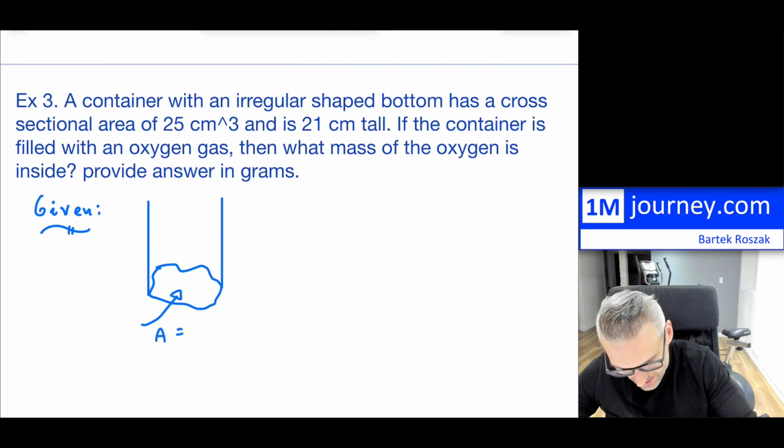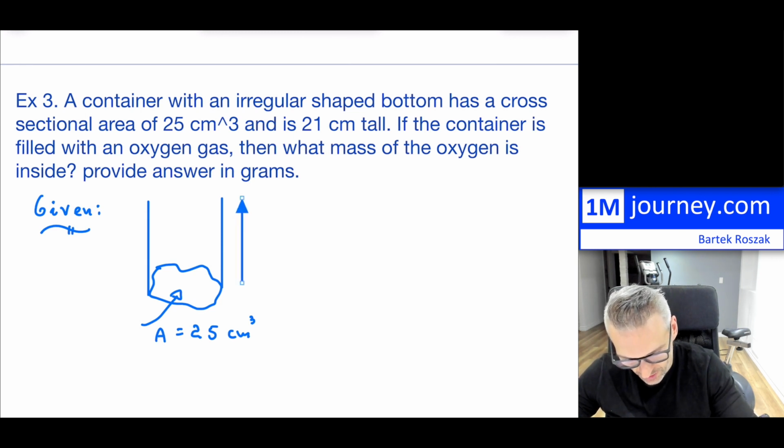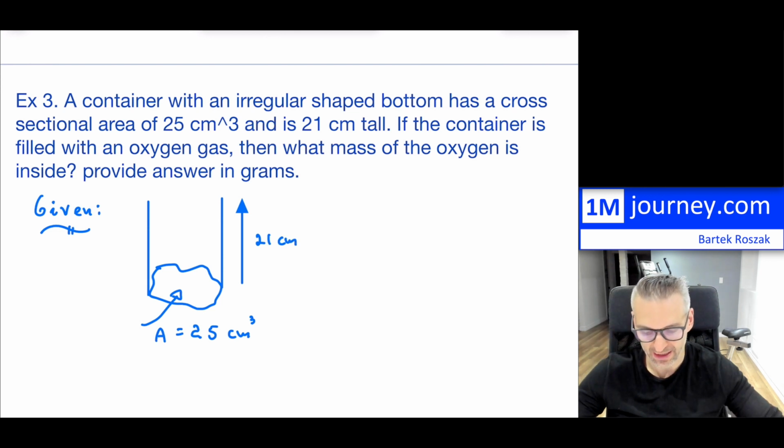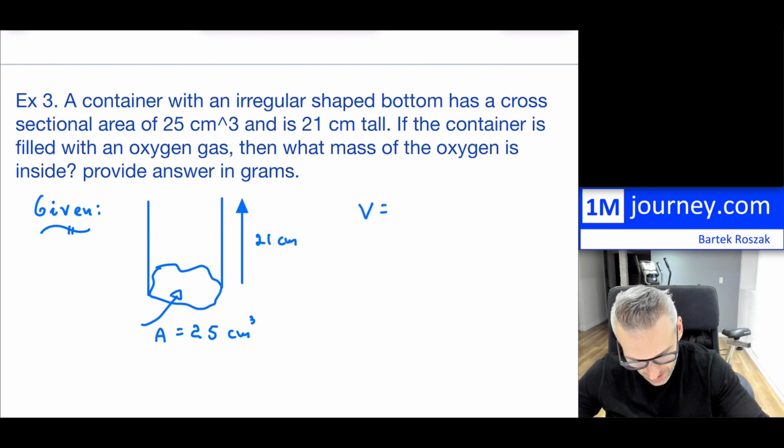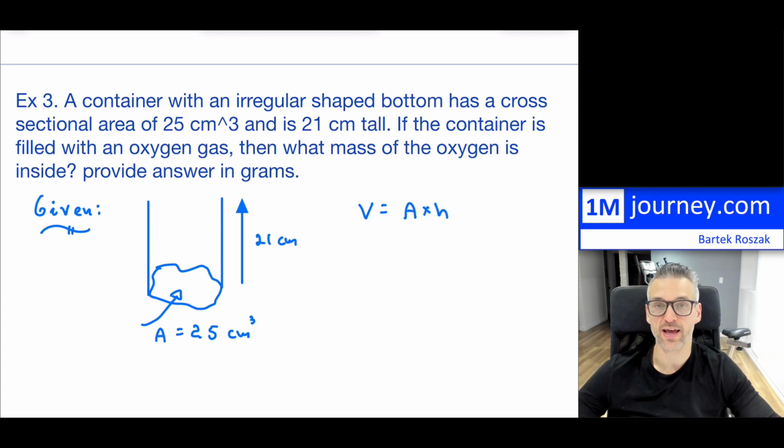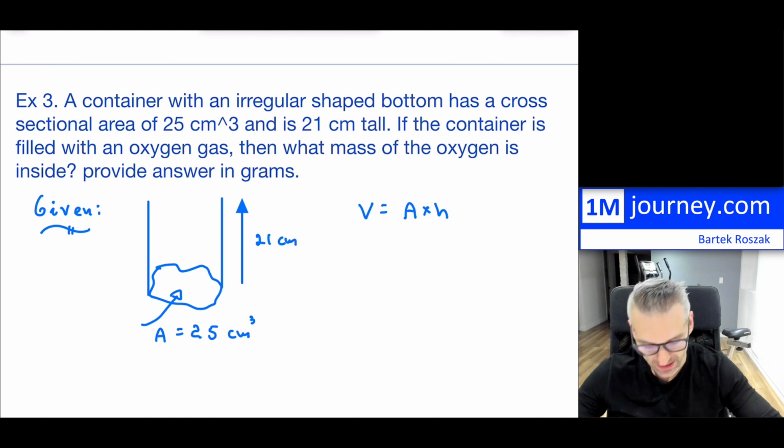So that area, they're telling us, is 25 centimeters cubed. And they're telling us that this container is 21 centimeters tall. So that's the height. So our volume is nothing else but the area times the height, whatever we have there. Okay, so that would have been for 3 dimensions.